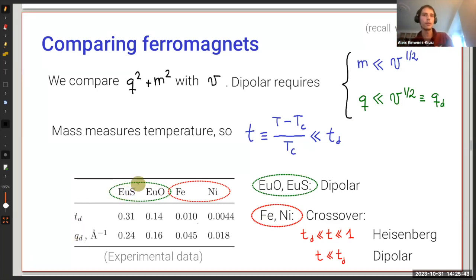For instance, for these materials, they have really strong dipolar effects, this T_D and this Q_D are quite large. So it means that whenever you make the temperature very close to the critical one, you are already going to observe dipolar effects. However, you have other materials like iron and nickel, where this T_D and Q_D are actually quite small numbers.